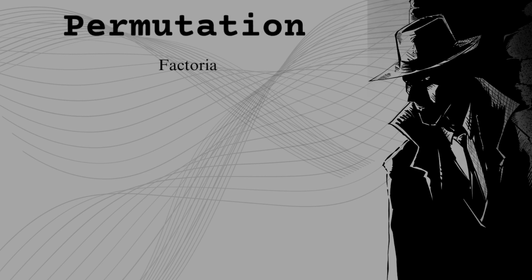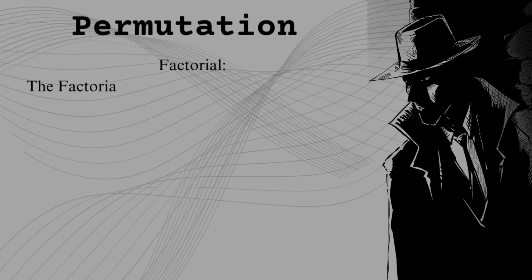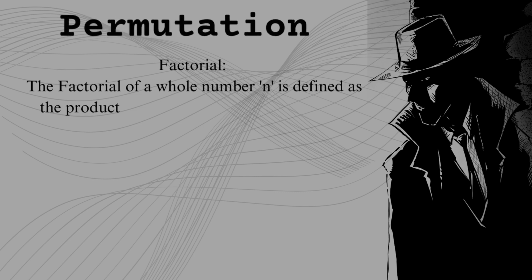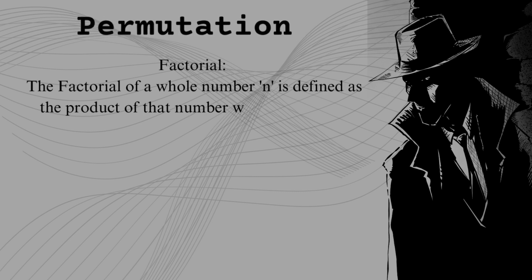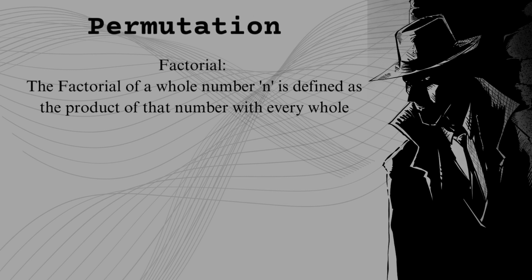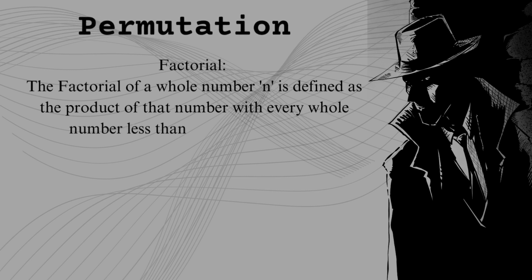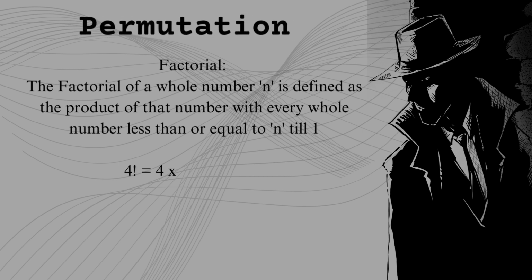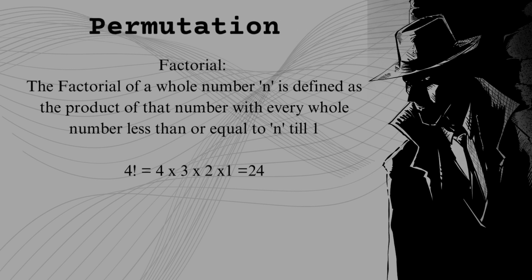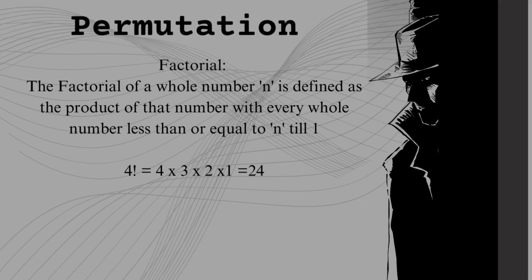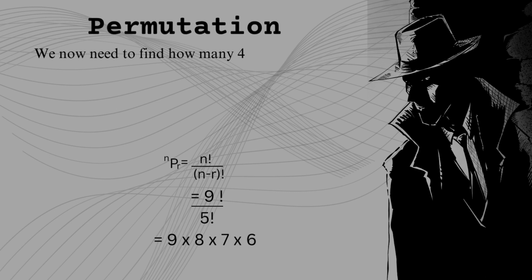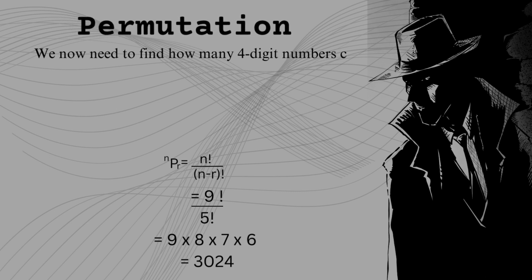Here, we are using a concept called factorial. The factorial of a whole number n is defined as the product of that number with every whole number less than or equal to n till 1. For example, the factorial of 4 is 4 into 3 into 2 into 1, which is equal to 24. It is represented using the symbol factorial. So, 24 is the value of 4 factorial. Now that we have understood the concept of permutation, let us try to find the last 4 numbers of the car plate.